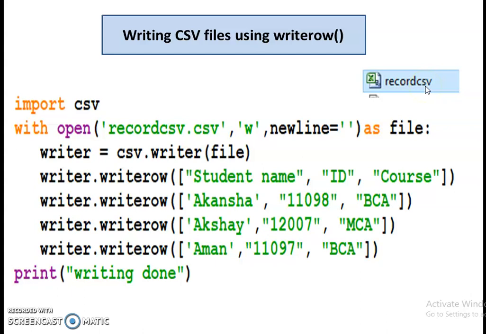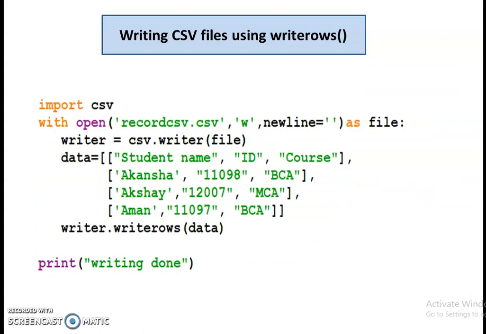Here in this code we are writing each row using writerow method of writer object. We can also write multiple rows in one go using another method of writer object, that is writerows. So using writerows we can write number of rows in one go. So here we have program showing how to write number of rows in one go.